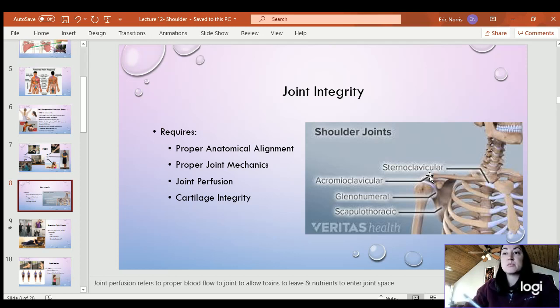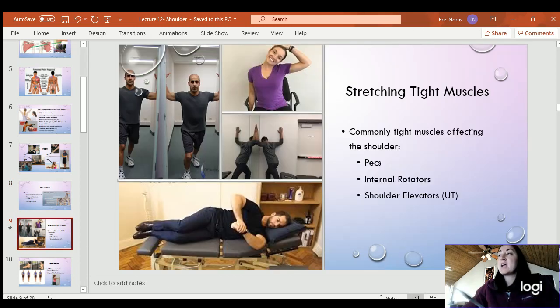body is muscles. All right, so in any patient, we stretch the muscles that are tight. And typically with a shoulder patient, the muscles that are tight are your pecs. So you could do this corner stretch or the doorway stretch to make sure you're opening up and stretching the pecs. The internal rotators are often tight. So he's stretching the internal rotators there.